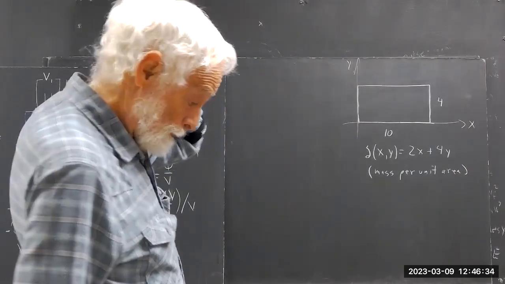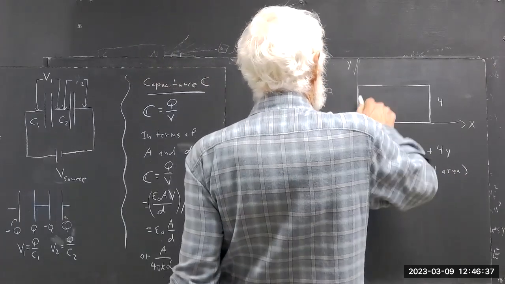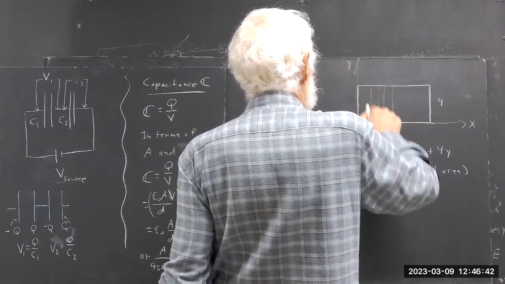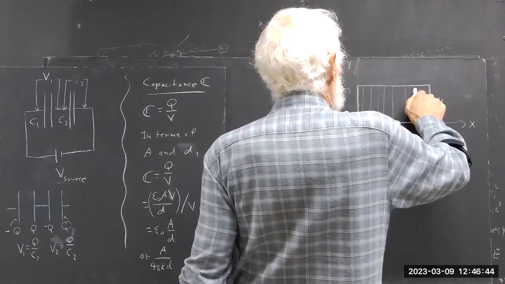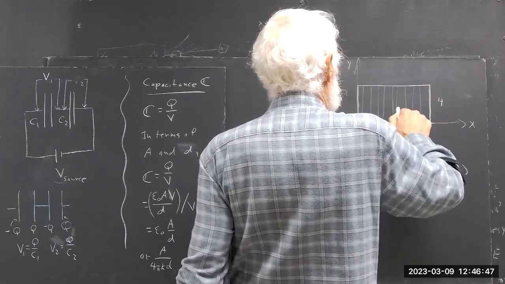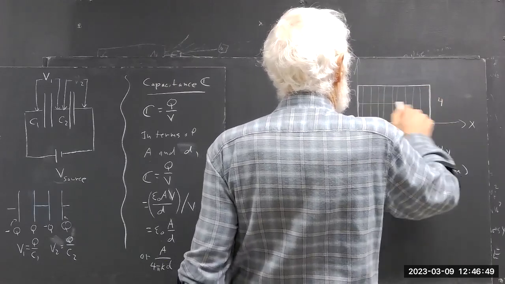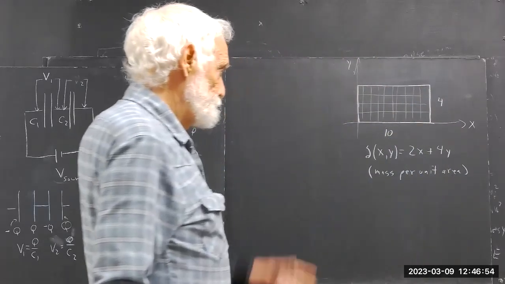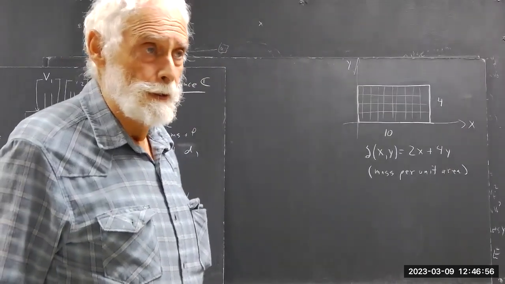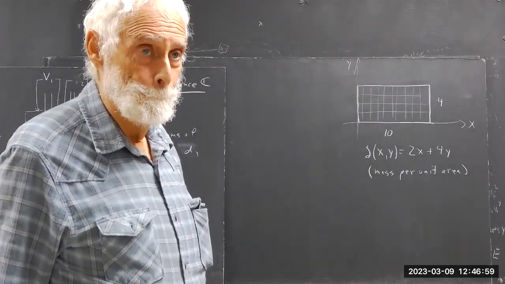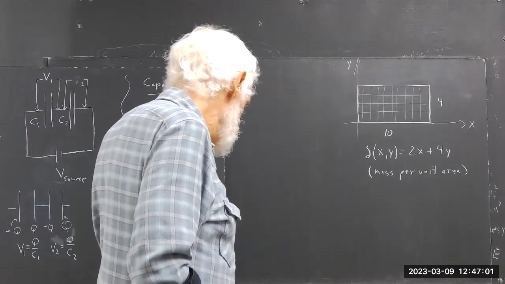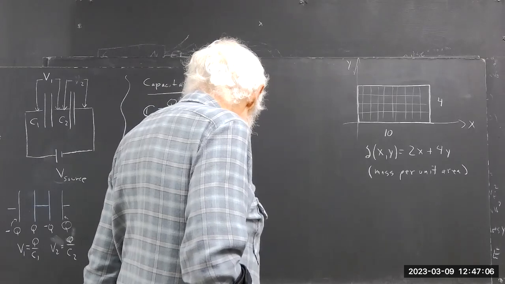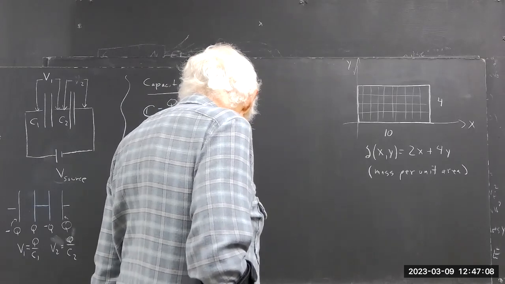Well, just for starters, I'm going to divide this up, more or less equally, into 1 centimeter squares. Then I'm going to pick a square. I'm going to work with the chalk and do most of them.